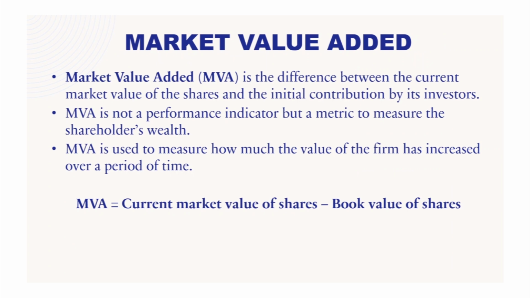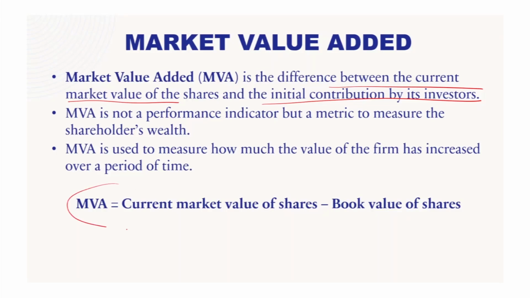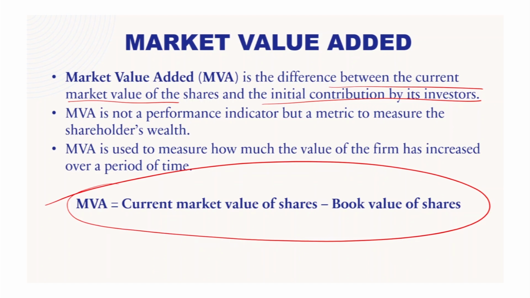MVA is a similar concept, but it does not measure financial performance. It is simply the difference between the current market value of the shares and the initial contribution by the investors. Suppose you invested 10 lakhs 10 years before in a company. Now the company has grown and the value of the company is 1 crore rupees. So MVA, market value added, is how much value is added towards the shareholders' fund based on the current market value. So we have a formula: MVA is the current market value of the shares minus the book value of the shares.